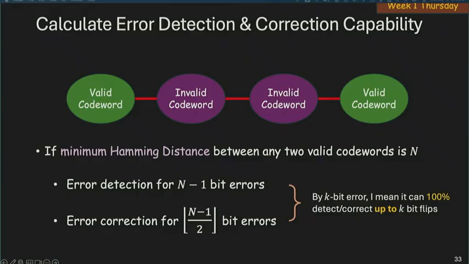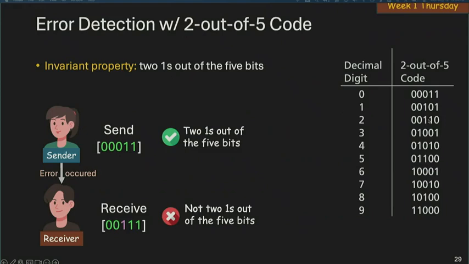So if you look at 2 out of 5, for example, take any 2 numbers. What is the minimum Hamming distance? OK, so I need to check every pair to see how many bits they differ at least. So let's say these 2 differ by 2 bits. These 2 differ by 2 bits. These 2 by 2 bits. And maybe this one and the top one, they differ by 4 bits. Top and bottom differ by 4 bits.